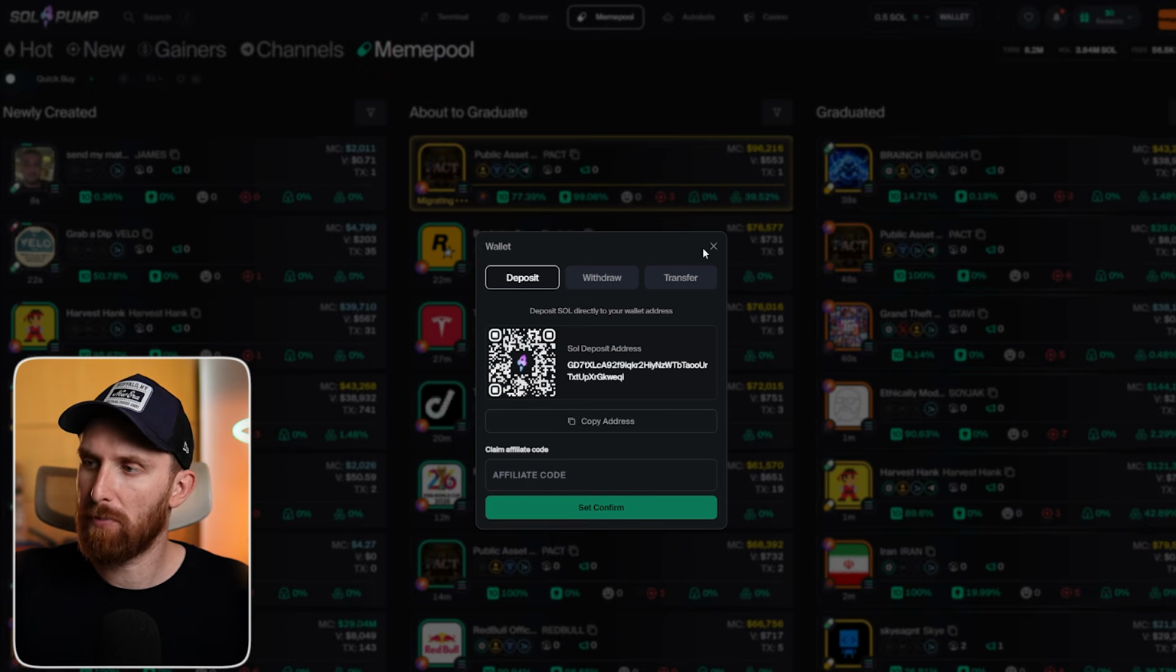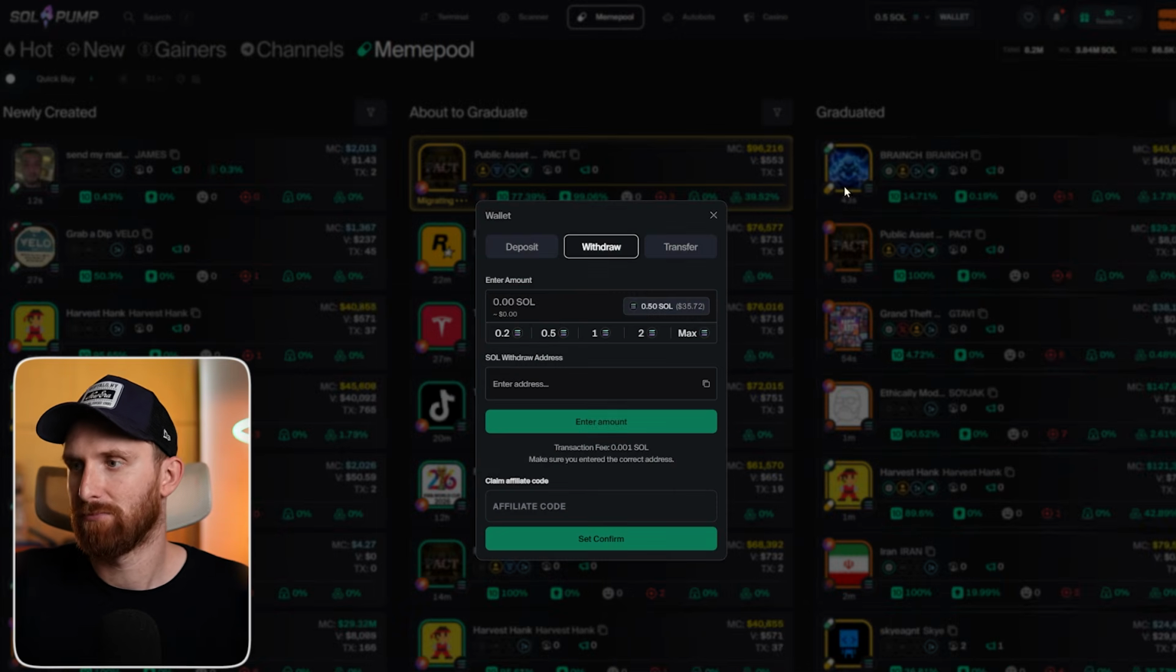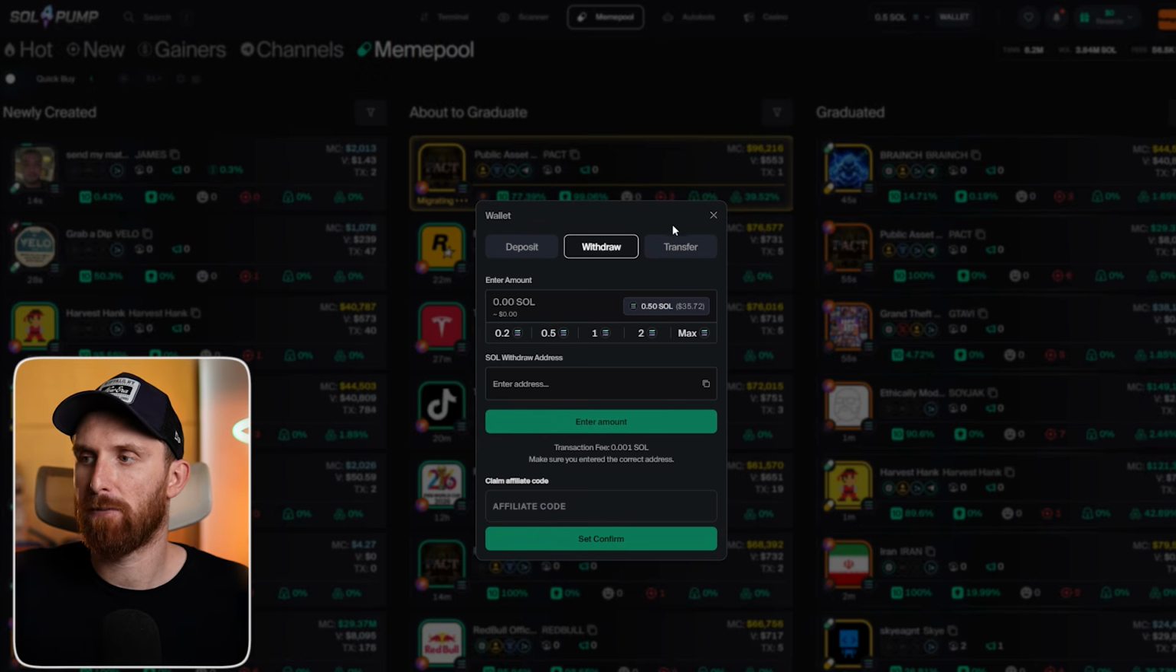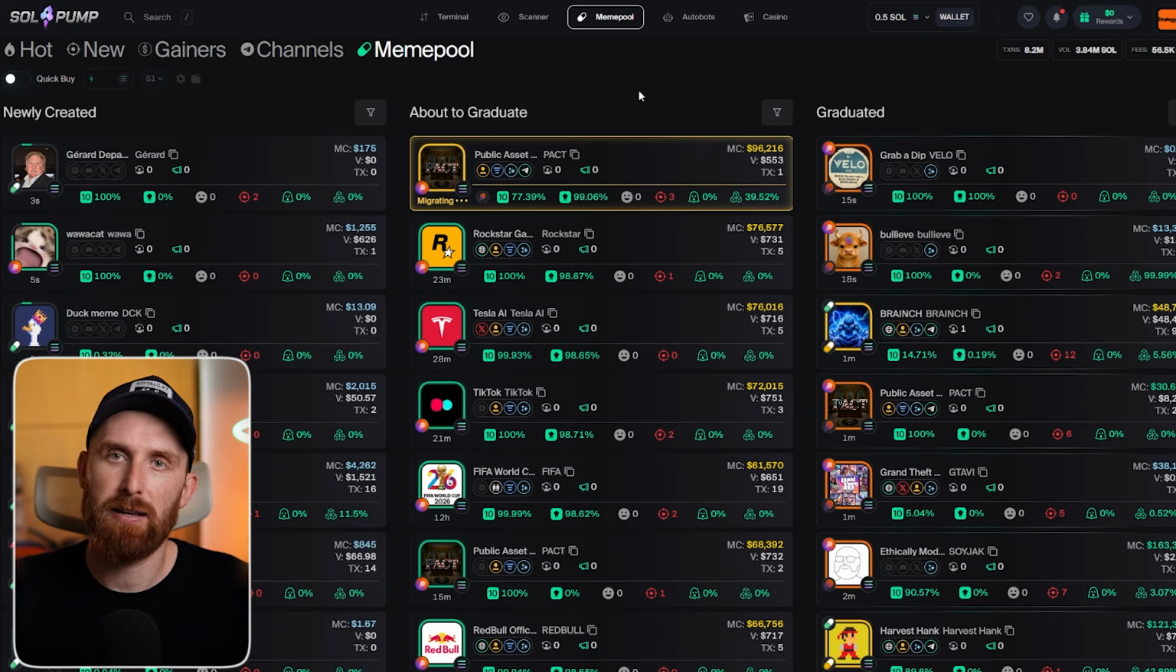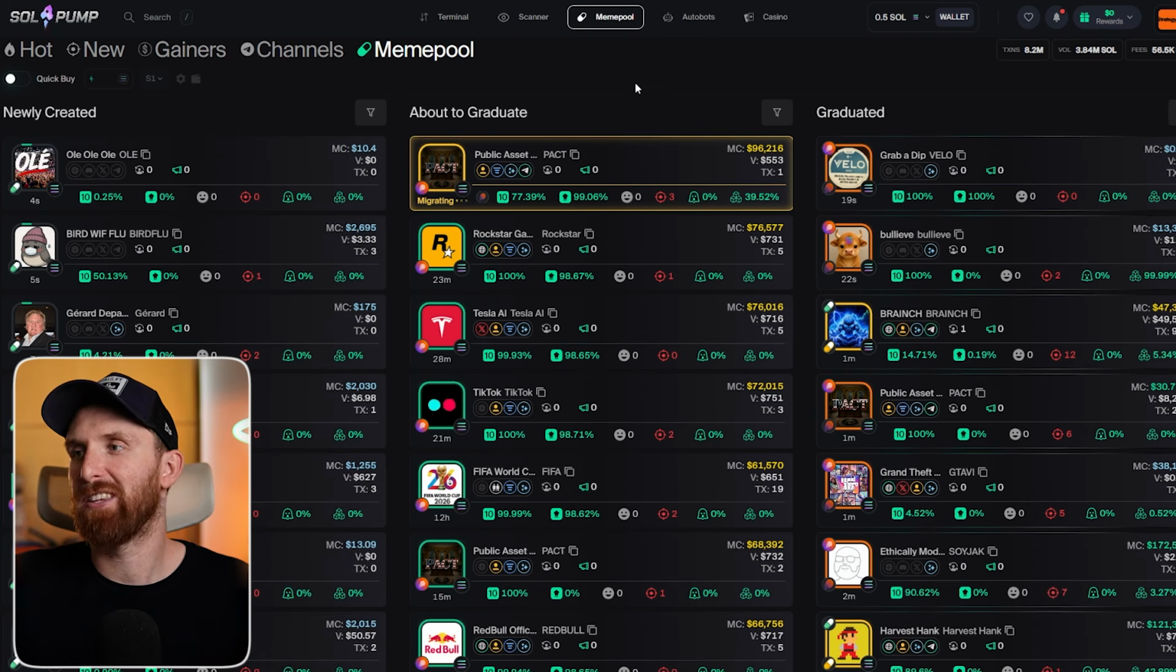And when you want to withdraw your money, it's the same process: click on wallet, withdraw. You can also find it right here and withdraw your funds back to your wallet. And like any other trading bot, it's all instant. There's no one holding your money or waiting for any approvals.